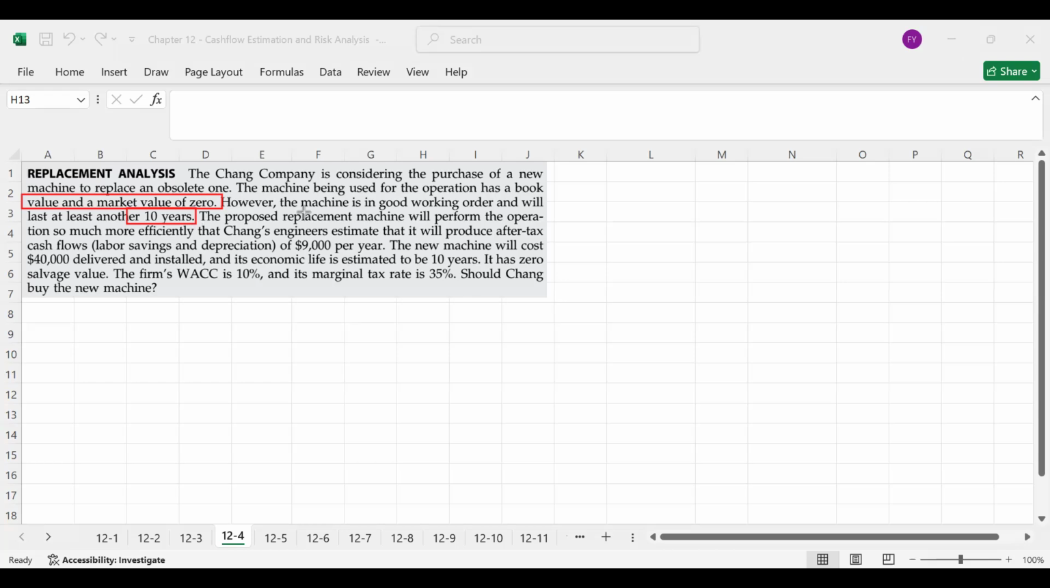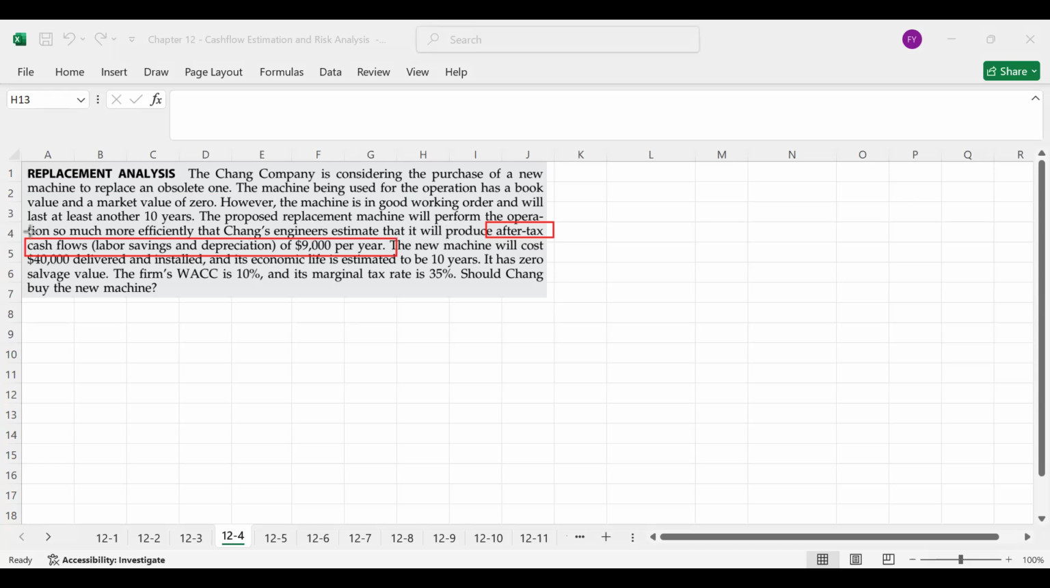And what about the new machine? The proposed replacement machine will perform the operation so much more efficiently that the company's engineers estimate that it will produce after tax cash flows of $9,000 per year. And these after tax cash flows are the savings from this efficient machine. These savings are in the labor cost as well as in depreciation expense. So this 9,000 is per year.